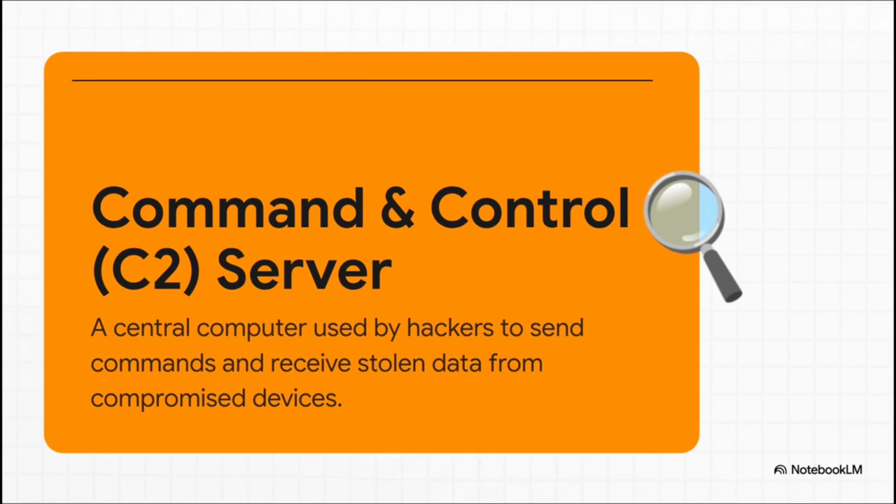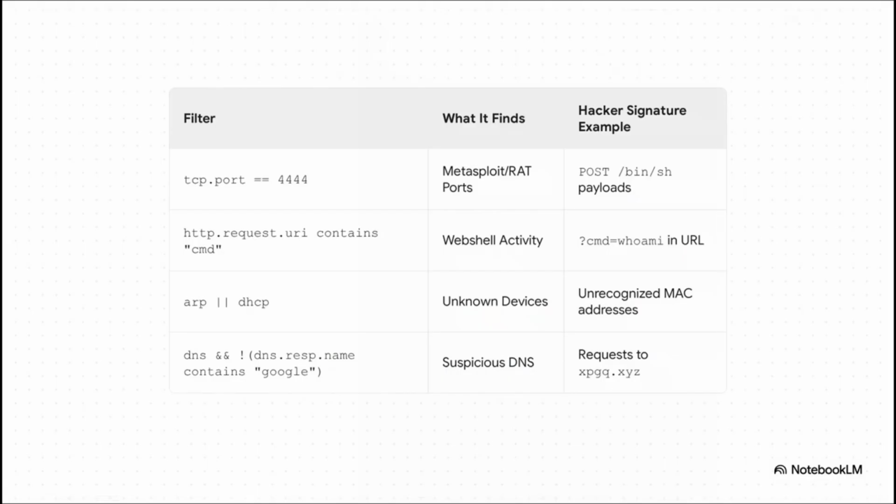A compromised device, basically a bot at this point, will regularly check in with this server to get new instructions or to upload any information it's stolen. Finding traffic going to a C2 server is like catching a spy red-handed, talking on a secret radio. In Wireshark, we use filters to zero in on these footprints.